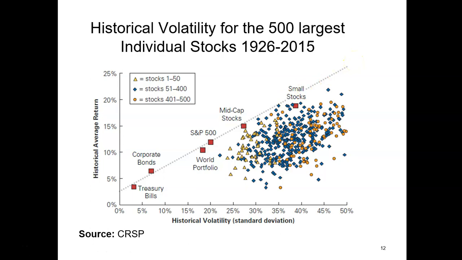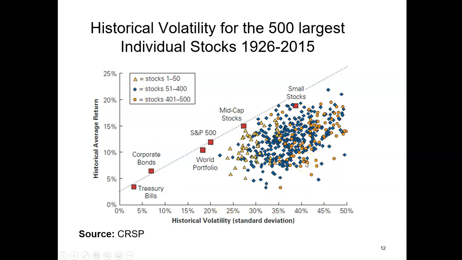Now, what's interesting though, let's say that I just took the S&P 500, okay? And then I broke it down and said, I'm going to take the 50 highest market cap or highest value stocks in there. Then I take the next 350. Then I take the last 100, right? And I represent them either with diamonds, triangles, or circles. And you'll see them all over here.